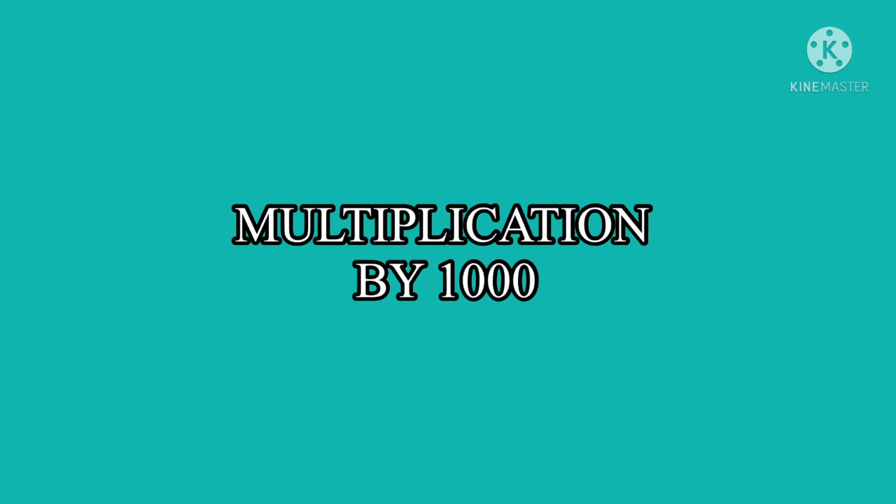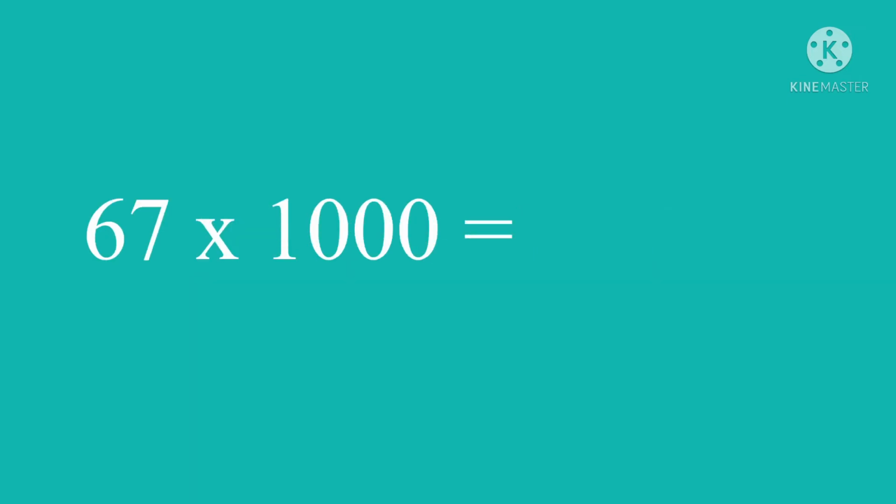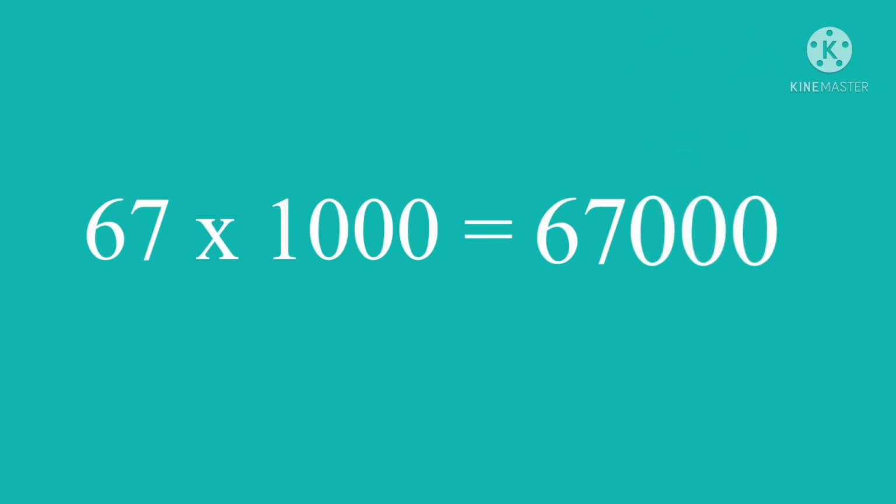Now let us learn how to multiply a number by 1000. To multiply a number by 1000, put three zeros to the right of the number. For example, 67 into 1000 is equal to, put the number 67 first and then put three zeros to the right of the number. So the answer is 67,000.